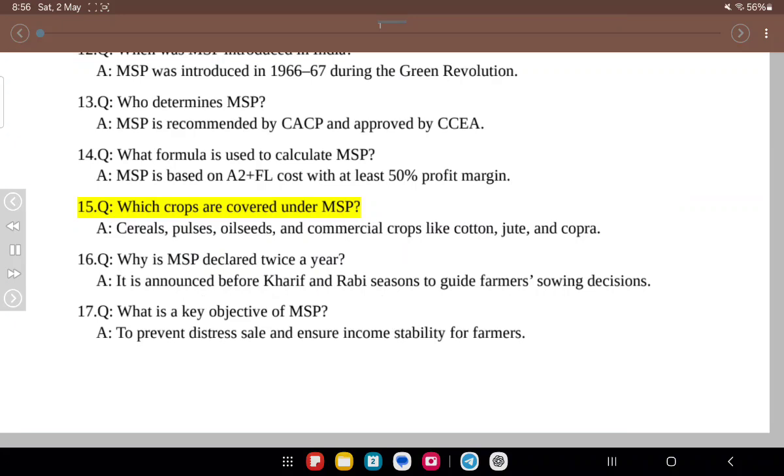15. Q. Which crops are covered under MSP? A. Cereals, pulses, oilseeds, and commercial crops like cotton, jute, and copra. 16. Q. Why is MSP declared twice a year? A. It is announced before Kharif and Rabi seasons to guide farmers' sowing decisions. 17. Q. What is the key objective of MSP? A. To prevent distress sale and ensure income stability for farmers.